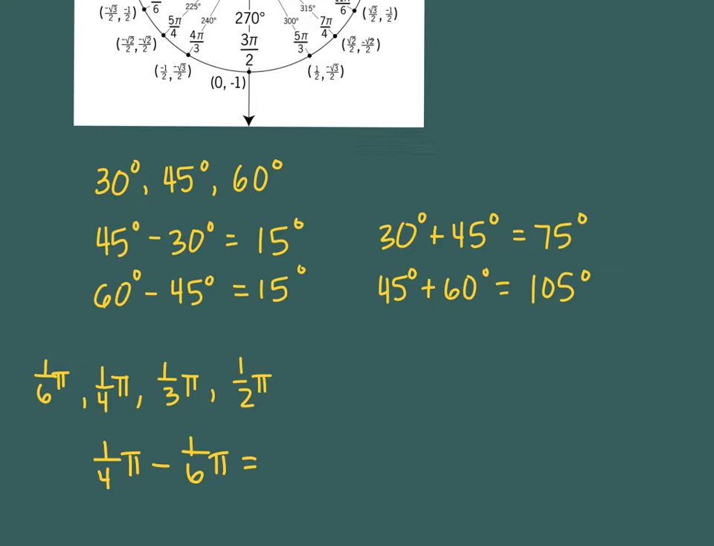Now, how do I know that? Well, because I think of all the 12s. 1/4 is the same as 3/12. 1/6 is the same as 2/12. So 3/12 minus 2/12 is 1/12.